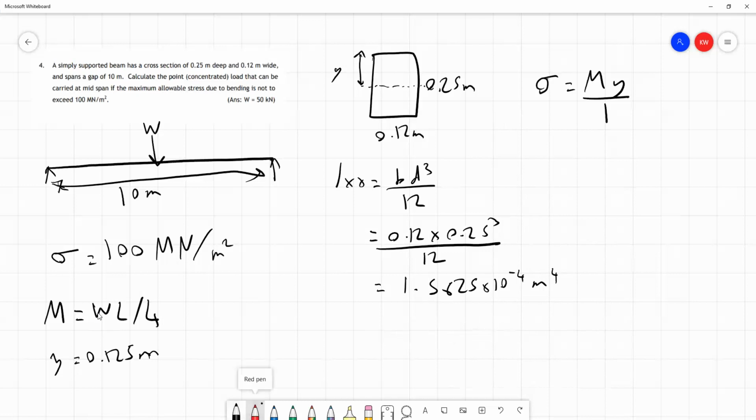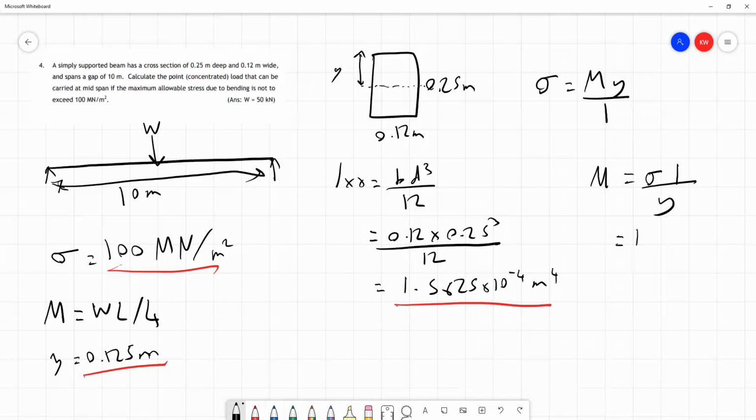So let's see what we've got. Well, we've got a value for maximum stress, a value for Y, and a value for I. So we can use all three of these to calculate M. So we'll rearrange our formula from stress to the bending moment. So M is equal to stress times second moment of area divided by this distance, and then put in our numbers. So we have 100 times 1.5625 times 10 to the minus 4 divided by our value for Y, which we found was 0.125.